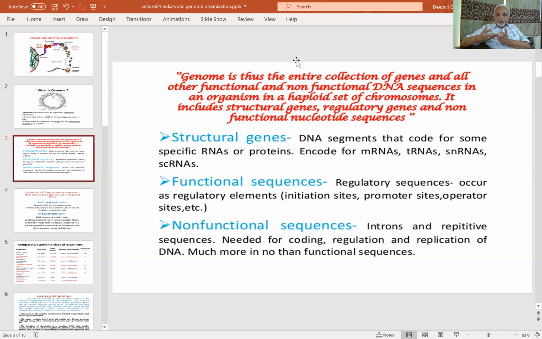Now, and then you have the non-functional sequences, like introns and repetitive sequences. In a eukaryotic gene, the gene organization is in the form of exons and introns, and these introns are removed as a part of post-transcriptional processing. And then you have all exons coming together to form the functional messenger RNA. So non-functional sequences are there in the genome in the form of introns and the repetitive sequences. It is this part of repetitive sequences which constitutes a large part of the genome, and we will look at it in a while. So, we have tried to define the genome of an organism which resides in the nucleus predominantly, and it has three components: the structural genes, functional genes, and non-functional genes, okay?